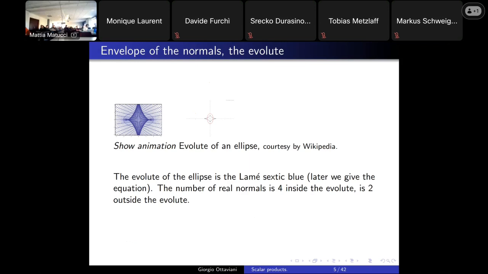And in Wikipedia, it's really well done. There is also an equivalent animation. There is the ellipse with all the osculating circles drawn in animation, and you see the evolute there. It's a bit counterintuitive, because the point here, the center of the circle tangent here, and conversely. So they go up and down. It's quite beautiful. Okay.